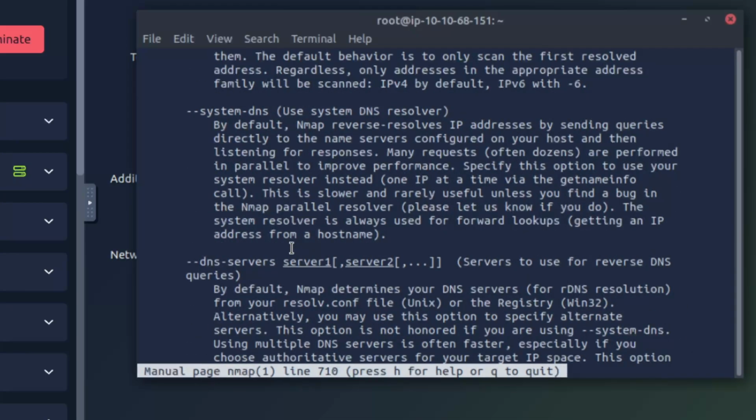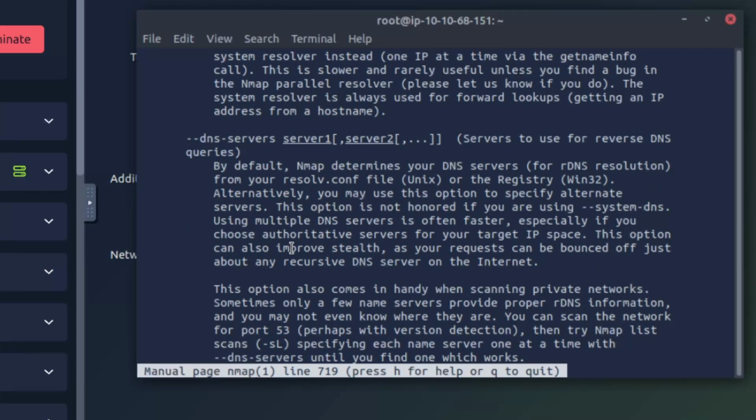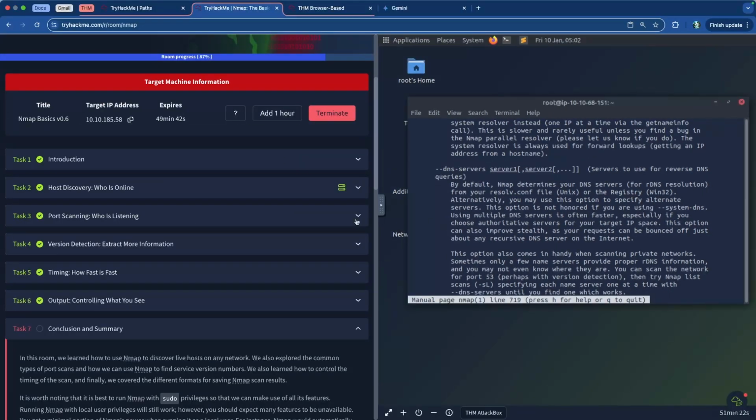Now, if you don't like reading and you just want somebody to guide you through these things, then I recommend going to check out the Nmap videos that are on this channel.